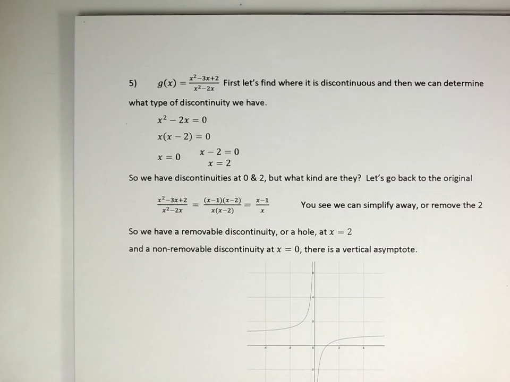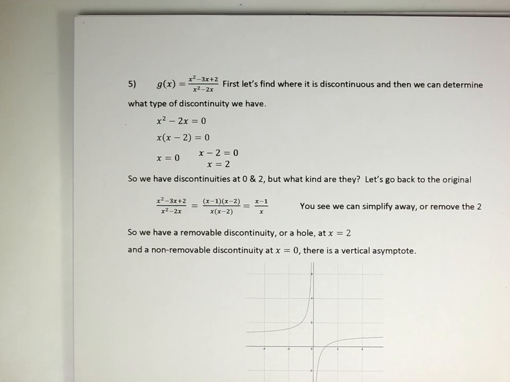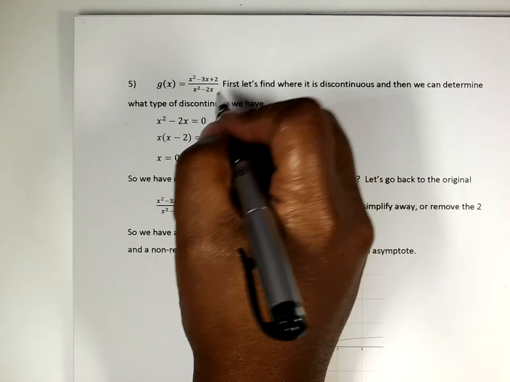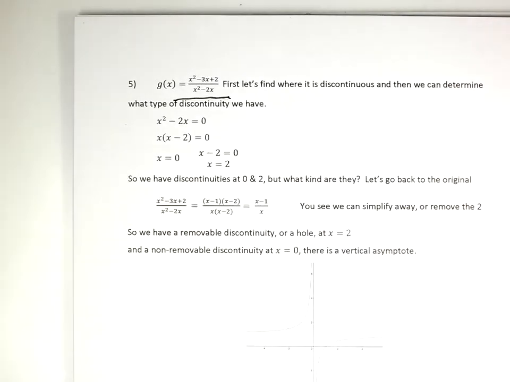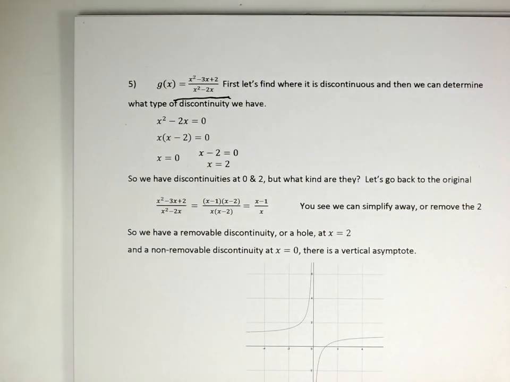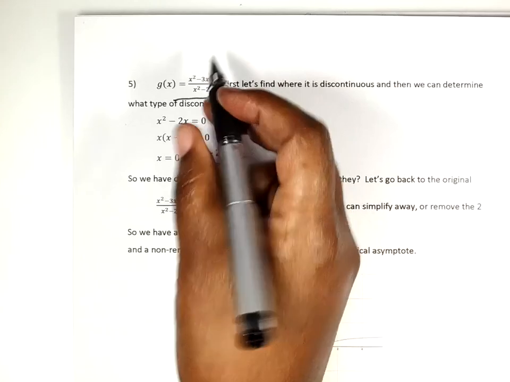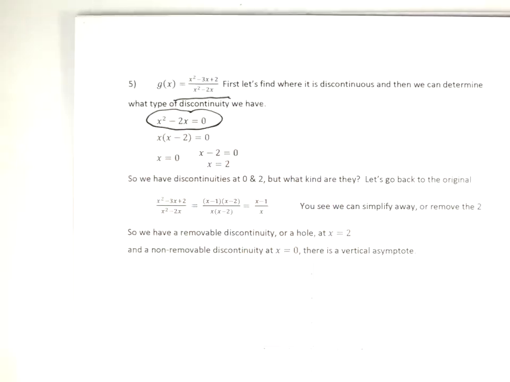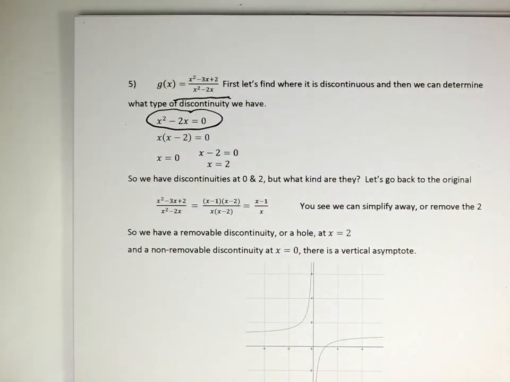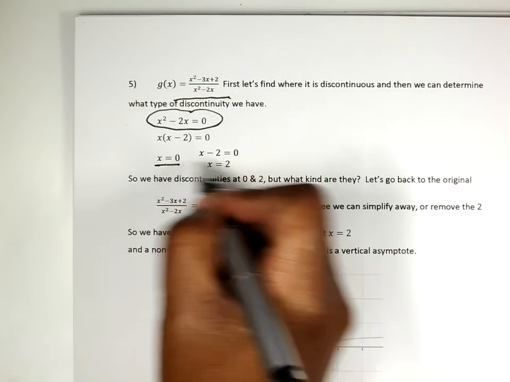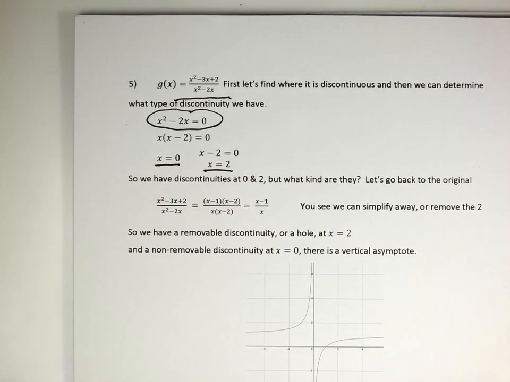Alright, number 5, I have x squared minus 3x plus 2 over x squared minus 2x. So first thing is, what makes the denominator 0? Because we know that's not in our domain, so it can't be continuous there. So we take the denominator and factor it. So x squared minus 2x equals 0. Factor out the x, and then set each one equal to 0. So we get 0 and 2 are the places where it's discontinuous.